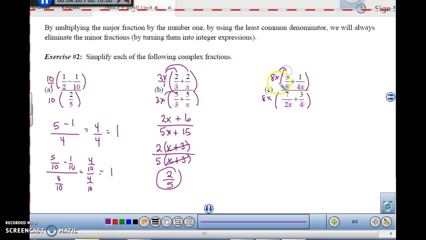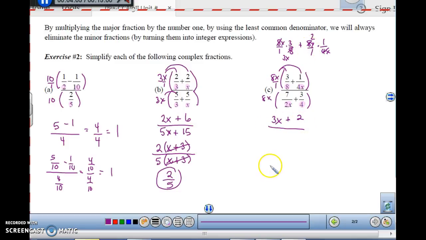All right, distribute here. 8x times 3, remember this is really 3 over 8, so this is 8x over 1, so this is going to cancel. 8 cancels the 8, leaving just 3x. And then 8x times this, 4x cancels 8x, leaving a 2. 2 times 1 is 2. Okay, this is really what I'm doing: 8x over 1 times 3/8 plus 8x over 1 times 1/4x. So cancel, cancel, 3x, cancel, cancel, 2. 2 times 1 is 2. So I'm actually doing this in my head. That's what I'm actually doing.